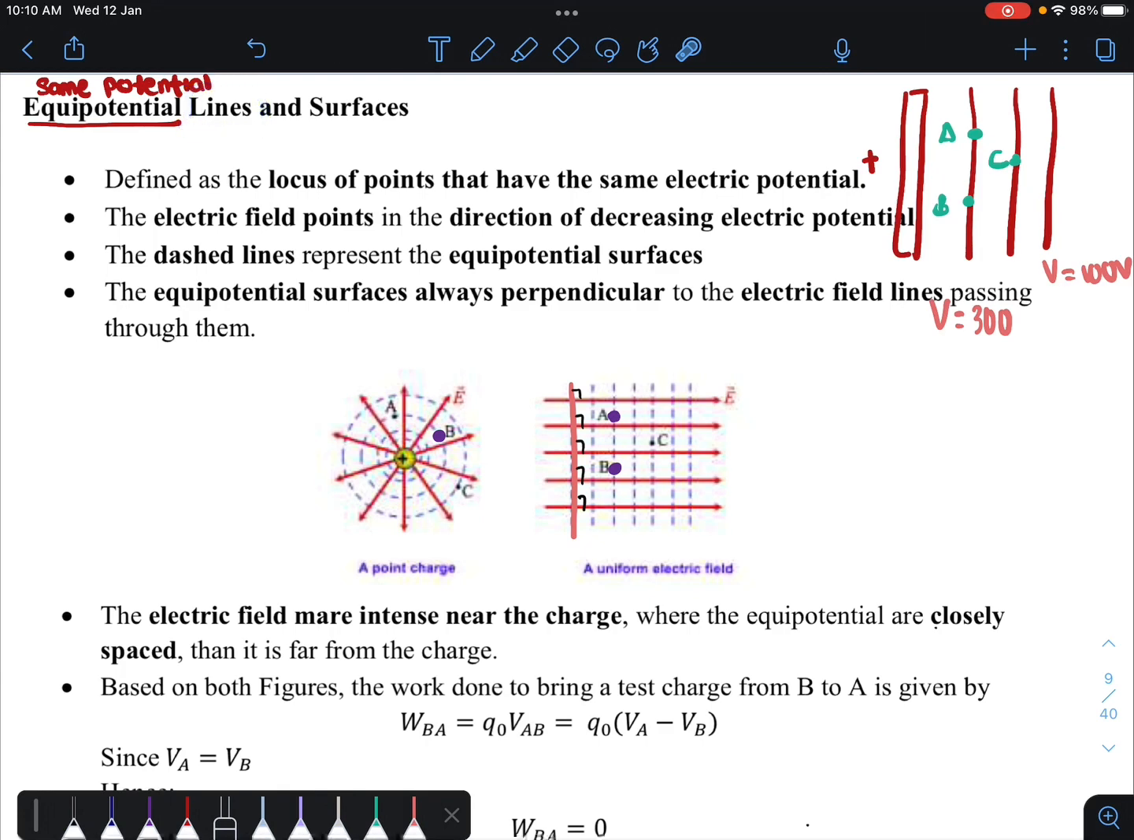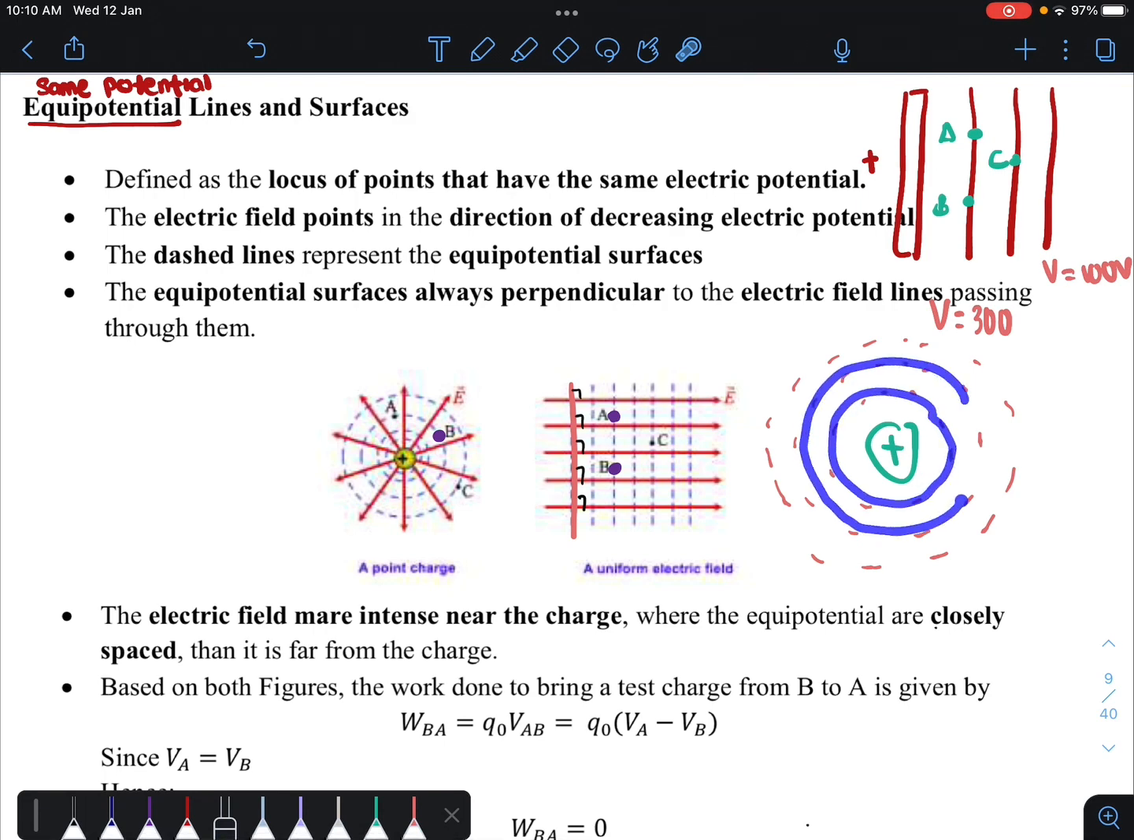Kalau surface pula, you are going to have a charge. Katakan kita ada satu positive charge dekat sini. Okay, positive charge ini akan mempunyai surface di sekeliling dia. Okay, sebab dia punya potential will be experienced in this radial di sekeliling dia in all direction. So, sepanjang circle ini kita akan ada potential yang sama. Itu maksud equipotential surface sebab dia adalah permukaan.